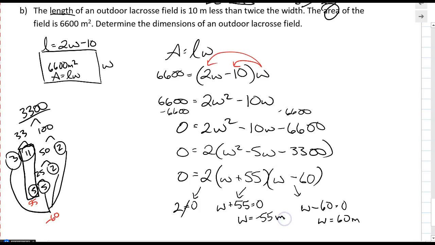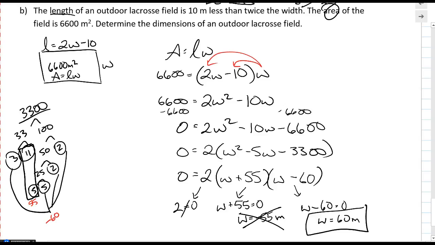Again, we're working in meters, so add our units there because it is a word problem. Which one makes sense, or do they both make sense? The answer is negative 55 meters does not make sense as a width. Why would we talk about negative meters as a width? So our only answer is the width is 60 meters.